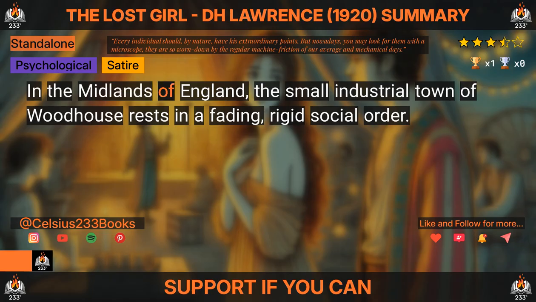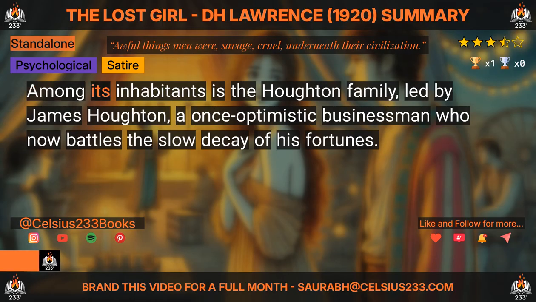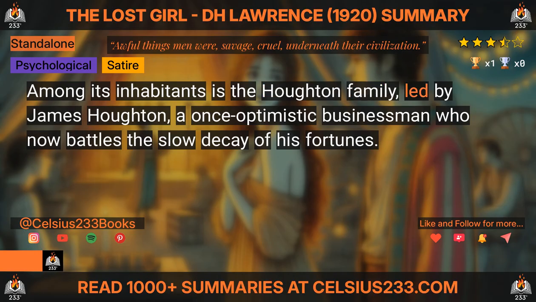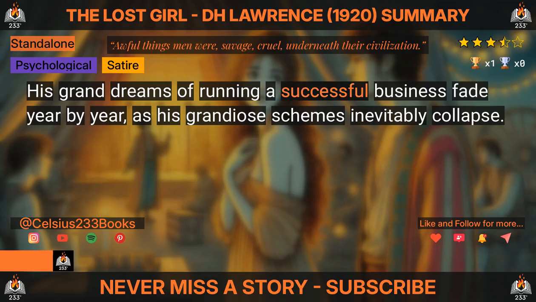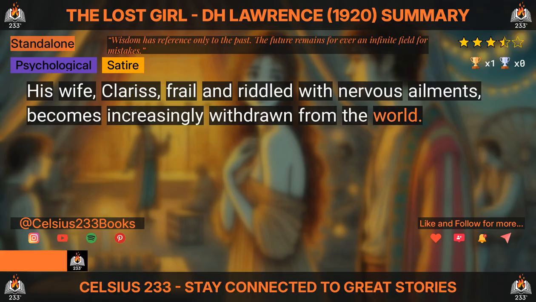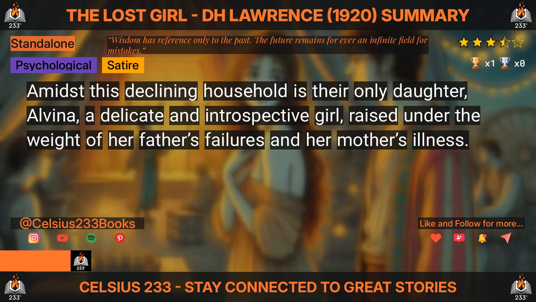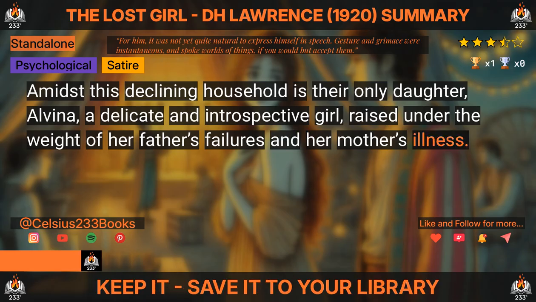Plot summary. In the Midlands of England, the small industrial town of Woodhouse rests in a fading, rigid social order. Among its inhabitants is the Houghton family, led by James Houghton, a once optimistic businessman who now battles the slow decay of his fortunes. His grand dreams of running a successful business fade year by year, as his grandiose schemes inevitably collapse. His wife, Clarice, frail and riddled with nervous ailments, becomes increasingly withdrawn from the world. Amidst this declining household is their only daughter, Alvina, a delicate and introspective girl, raised under the weight of her father's failures and her mother's illness.